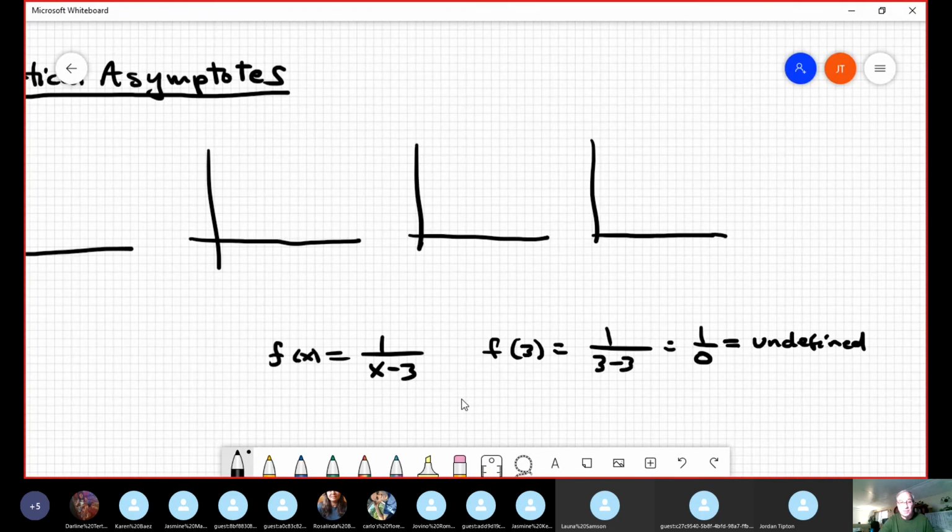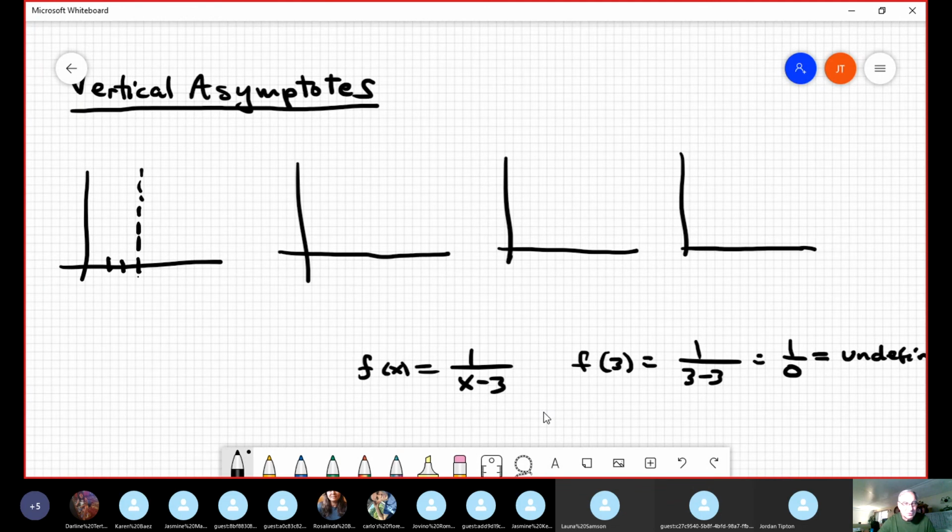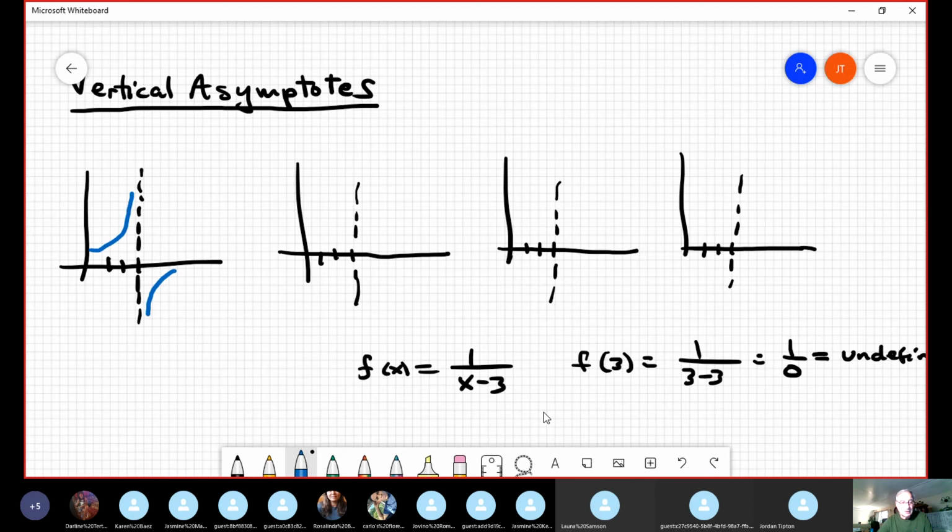Why is it undefined? Because we have a vertical asymptote. Suppose the function at 3, I don't know exactly, but at 3, 1, 2, 3, we have the vertical asymptote. The vertical asymptote we always represent using a vertical dotted line. And the reason I put 4 rectangular coordinates is because one typical vertical asymptote looks like that. Boom, boom, is the curve. This is the function.